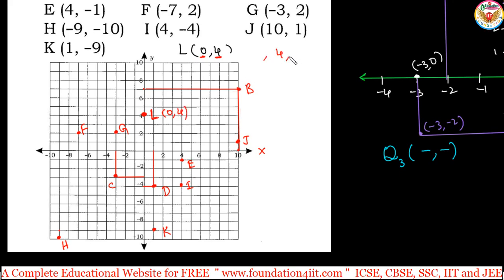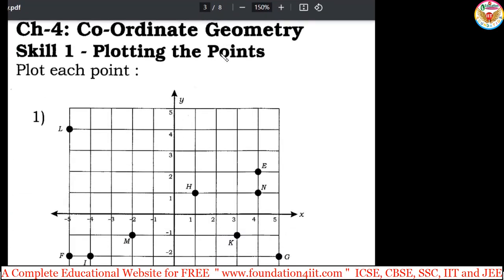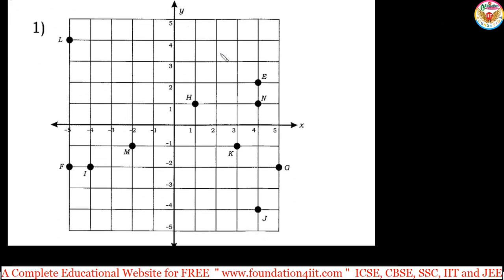Now for example, 4 comma 0: the y value is 0, so the point is on the x-axis at 4. So this is M. If the x coordinate is 0, the point is on the y-axis; if the y coordinate is 0, then the point is on the x-axis, right? Next we have one more way to learn. Some points are plotted, just dots they kept, and we need to write the value for them. I am giving 2-3 pages of worksheets in the PDF for you to practice.